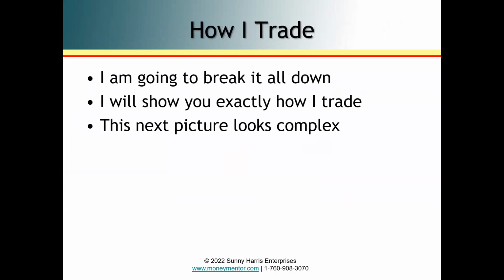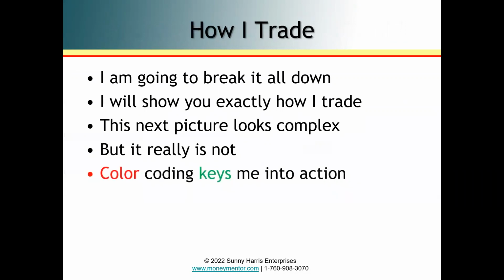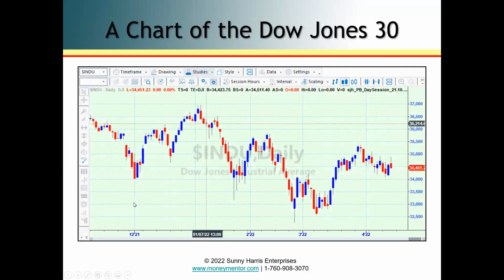So I'm going to break this all down and show you how I trade. This next picture looks complex, but it's really not. I like to use color coding because it keys me into action. So I know if I see green, that's money or buy, and red, that's sell or short. So I use colors for everything. I want my charts to be as quick and easy to read as possible. I speed read. I don't have the time when I'm trading on a 1-minute chart to look down at the bottom and see what time that says.